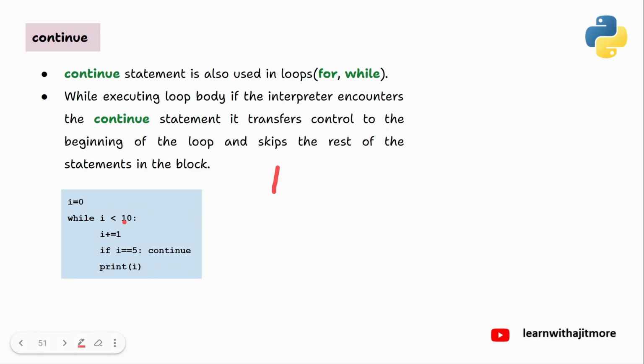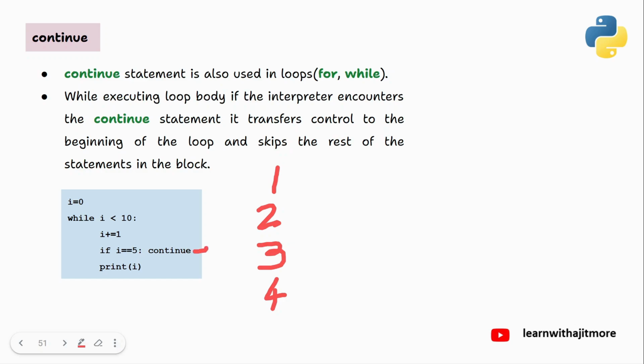Is 1 less than 10? Yes. Make it 2. Is 2 equal to 5? No. Print 2. Again came up. 2 is less than 10, so it came inside and made it 3. 3 equal to 5? No. Print 3. Come back. Is 3 less than 10? Yes. Make it 4. Is 4 equal to 5? No. So print 4. Came up. 4 less than 10? Yes. Make it 5. Is 5 equal to 5?